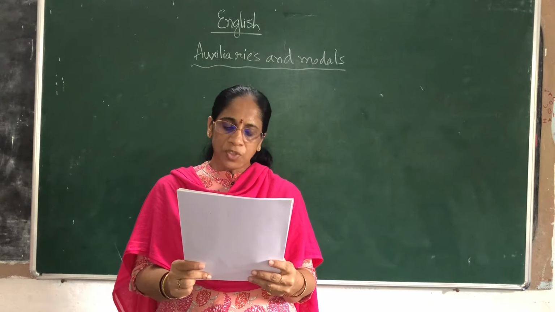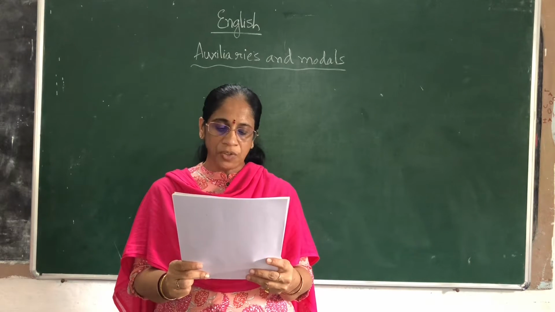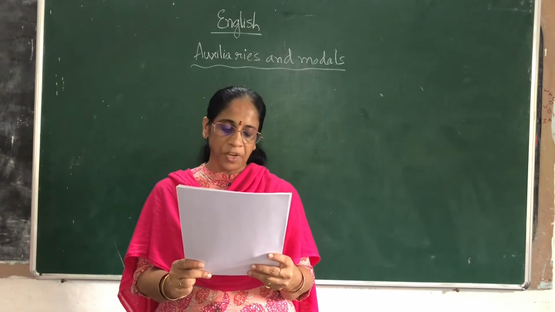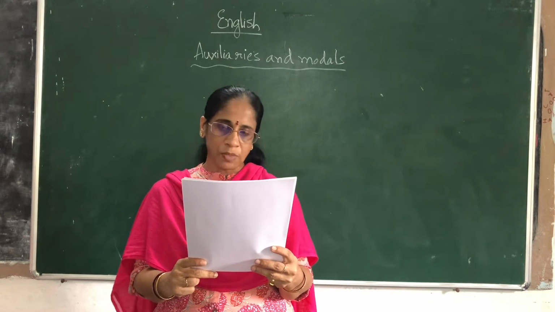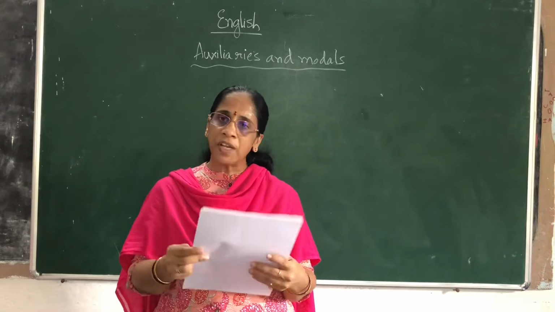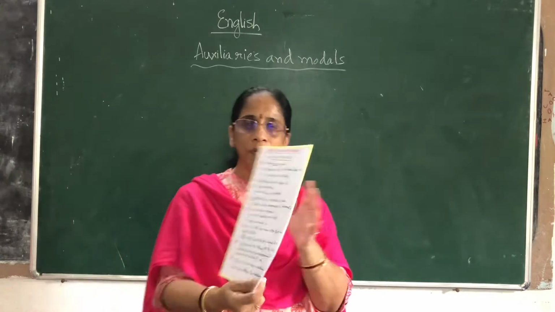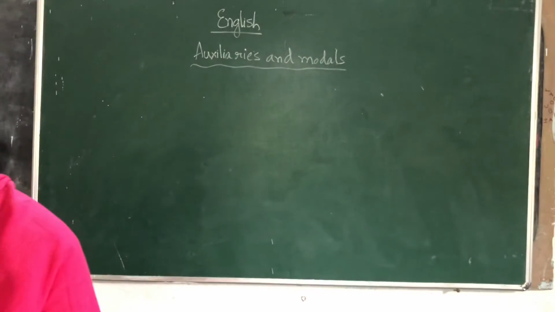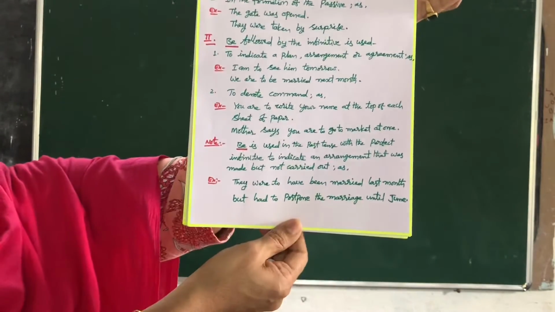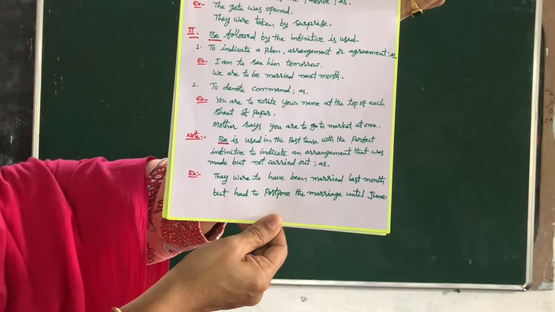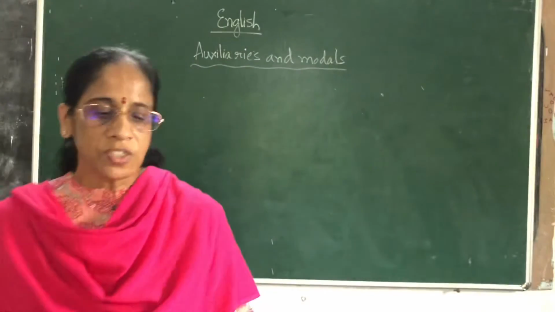Okay. Be is used in the past tense with a perfect infinitive to indicate an arrangement that was made but not carried out. As they were to have been married last month but had to postpone the marriage until June. Okay. See here. You can just make a note of these sentences, ma'am. Rules and sentence examples. Okay. We'll continue with the next one.